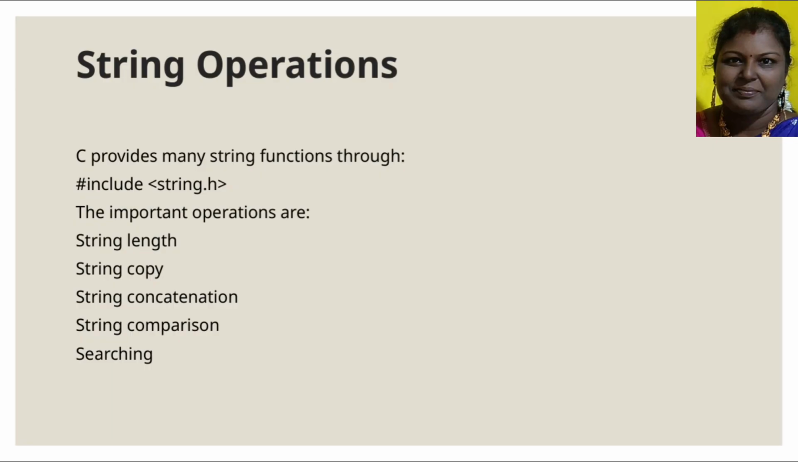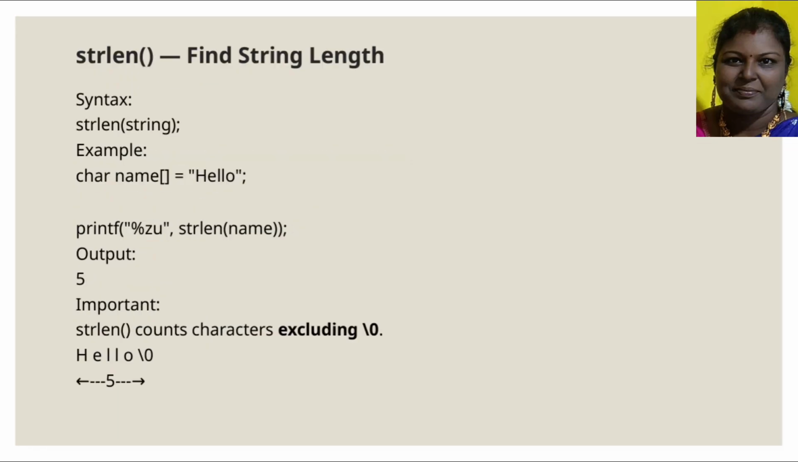Let's talk about how to find the length of a string in C. The function we use is strlen. It counts the number of characters in a string, but it doesn't include the null terminator, that special character that marks the end. For example, if we have the word hello, strlen will return 5 because it counts just the letters. This is a simple but essential tool whenever we need to know how long a string really is.